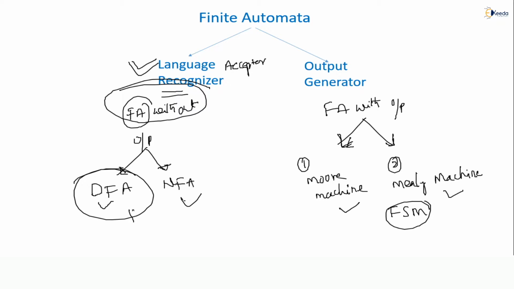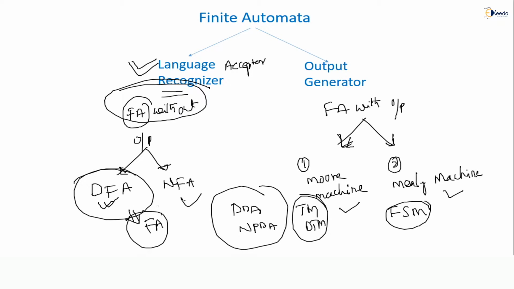So DFA we can call FA also, right? As I told you very clearly, FA by default is DFA, PDA by default is NPDA, and Turing machine by default is deterministic Turing machine, right? So now I am talking about FA, that is nothing but DFA. So look, all of you. Finite automata, or deterministic finite automata, DFA, by default is DFA only.